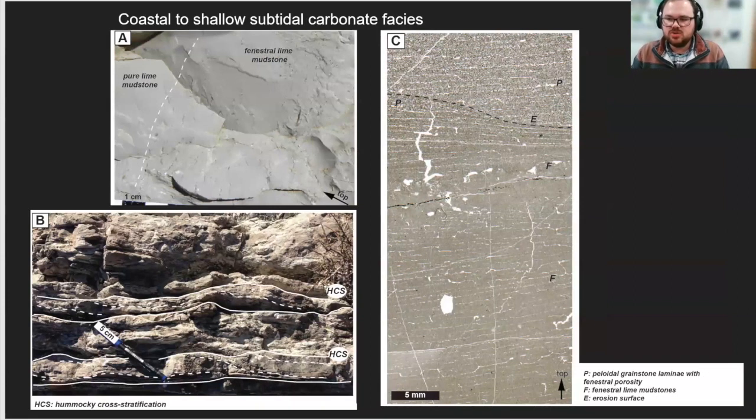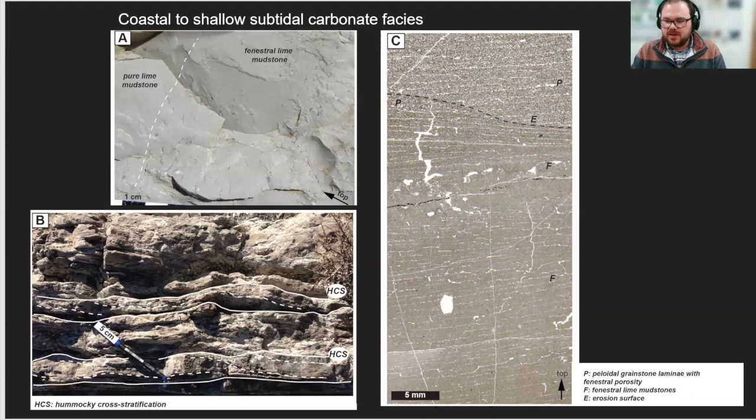So the coastal to shallow subtidal carbonate facies. The first of these is the fenestral laminated lime mudstones, which you can see in A and B. These are continuous and discontinuous packages of decimeter thick beds, which change laterally to red mudstones and mixed facies. The fenestral lime mudstones and laminated microbial lime mudstones have local desiccation cracks, dinosaur tracks, and roots. So that was quite exciting.